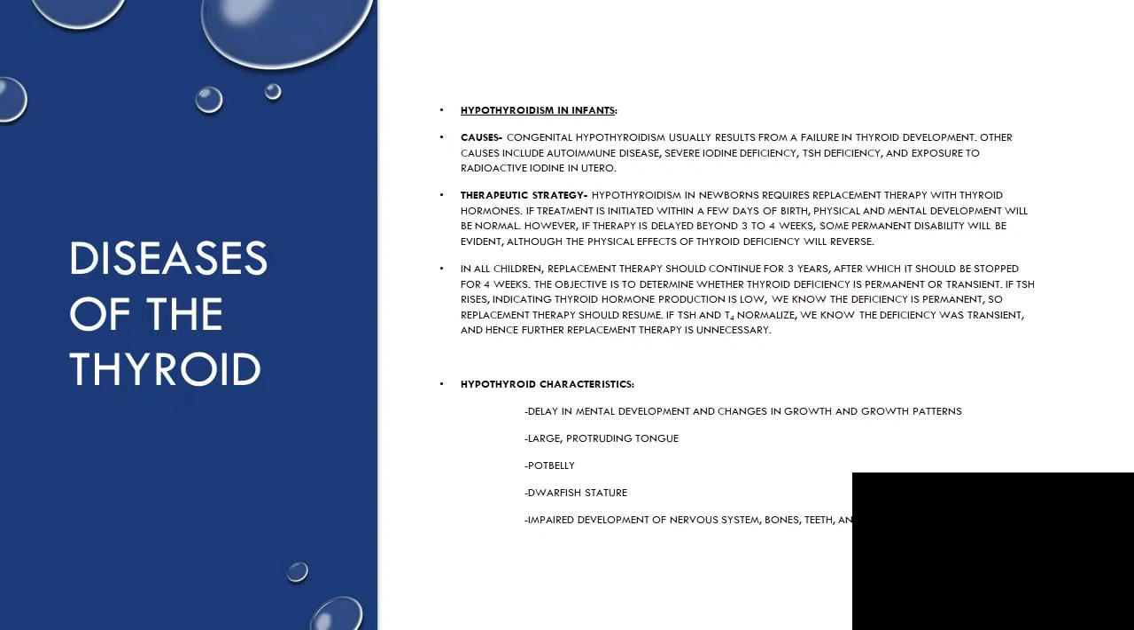In all children, replacement therapy should continue for 3 years, after which it should be stopped for 4 weeks. And the objective is to determine whether thyroid deficiency is permanent or transient. And if TSH rises, this indicates that thyroid hormone production is low, and we know the deficiency is permanent, so replacement therapy should resume. However, if TSH and T4 normalize, we know the deficiency was transient, and further replacement therapy is unnecessary. In infants and children, hypothyroid characteristics include delay in mental development and changes in growth patterns, large protruding tongue, potbelly, dwarfish stature, and impaired development of the nervous system, bones, teeth, and muscles.